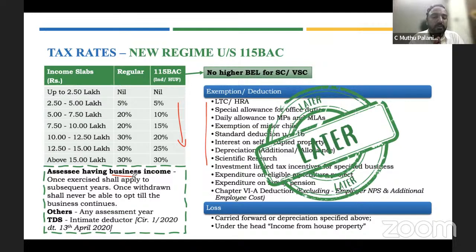This year I am choosing new regime. Next year I can choose old regime. The next year I can again choose new regime. So it will keep changing every year. So what is more important is when it is business income, it is only once. You have to choose. Once you withdraw, you can never choose back. So it is not available. So these provisions, we'll discuss later in the respective slides so that we understand it better.